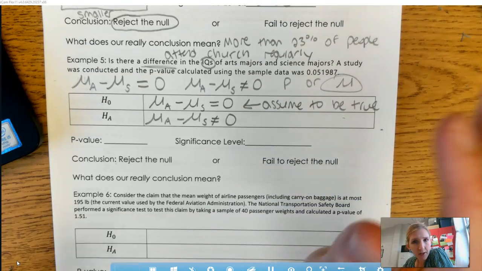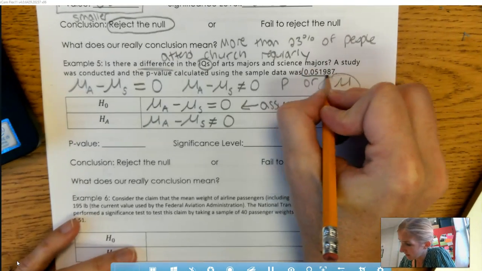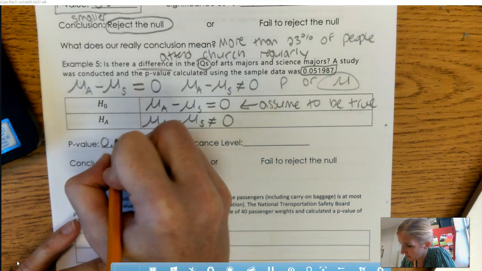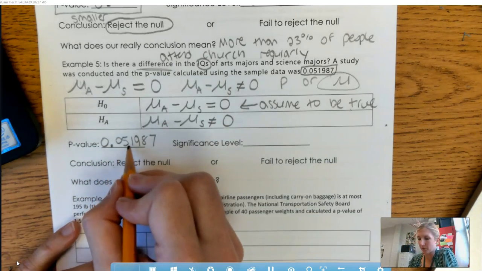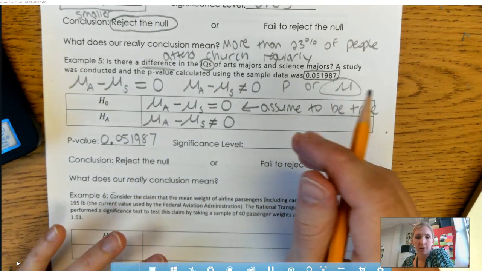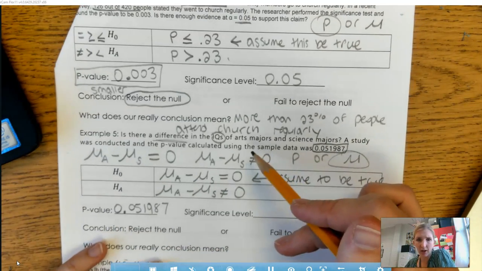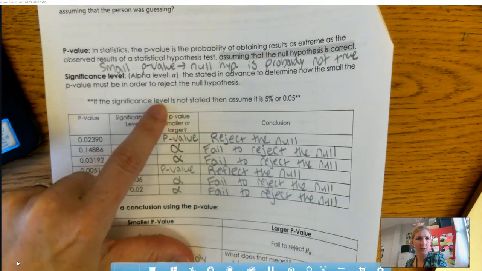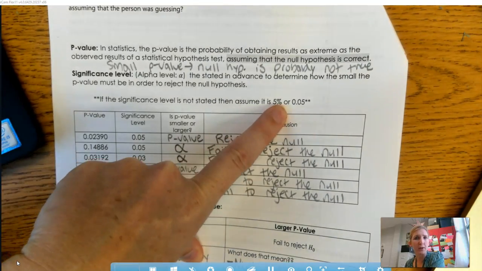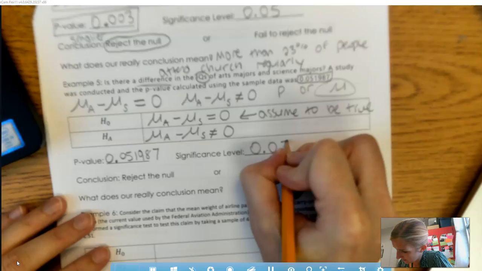All right, we ran the whole study, we did our statistics, we're very tired, we're ready to make a conclusion. We got our p-value. Our p-value was 0.051987. Wait, they didn't tell me a significance level, right? They did up here, but they don't down here. Does anyone remember what we're supposed to assume when we don't have one? Flip back to this page. If the significance level is not stated, we're going to assume it's 5%, or 0.05.